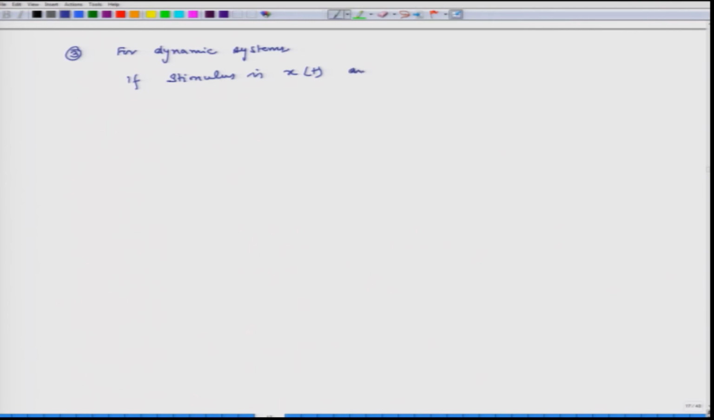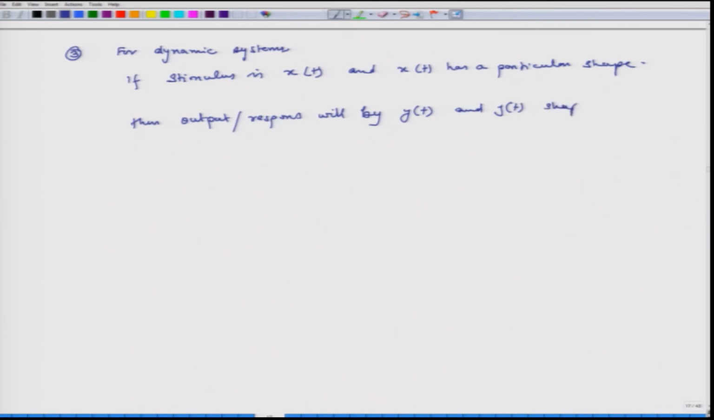So, if x(t) has a particular shape, then the output or response will be y(t), and the y(t) shape, and I am using the term shape loosely, will be similar to x(t).